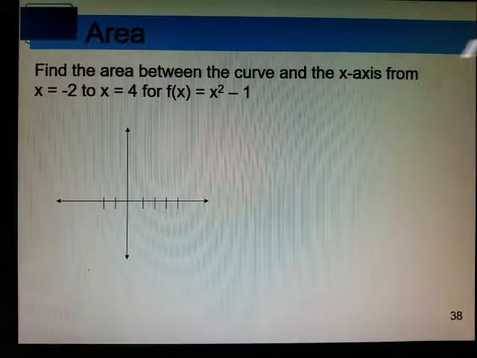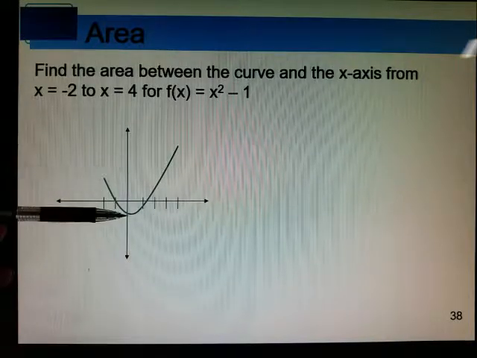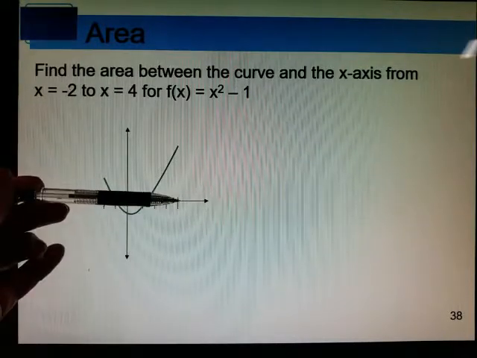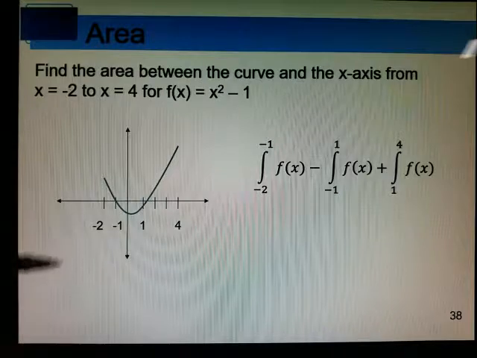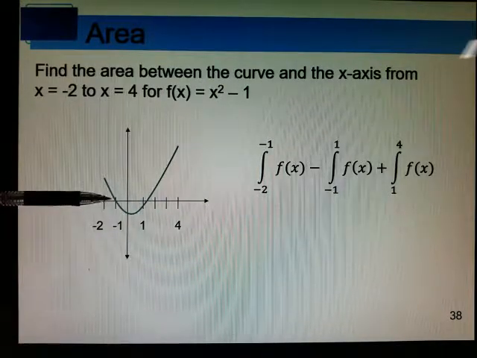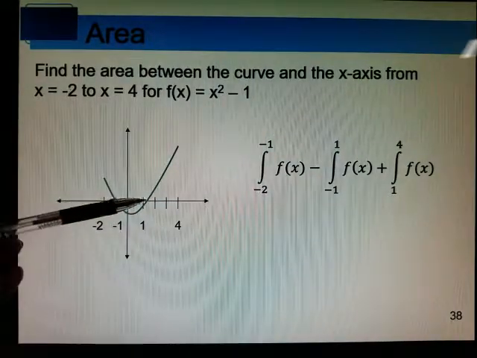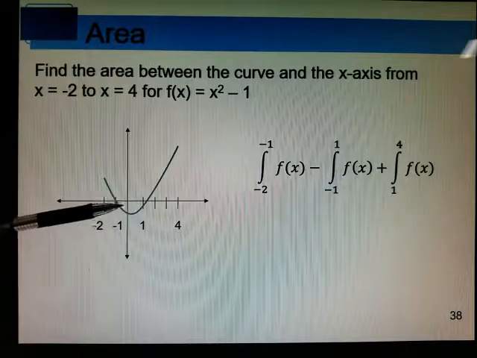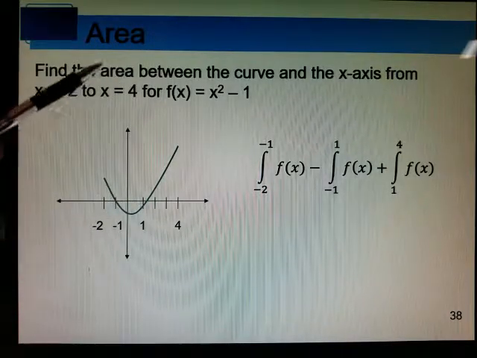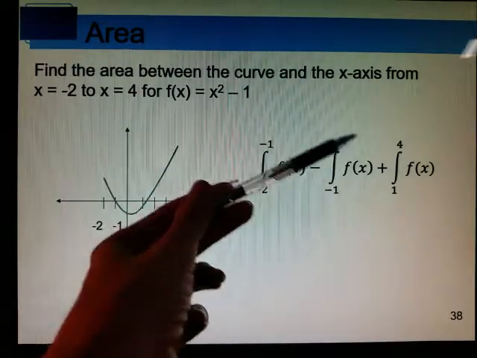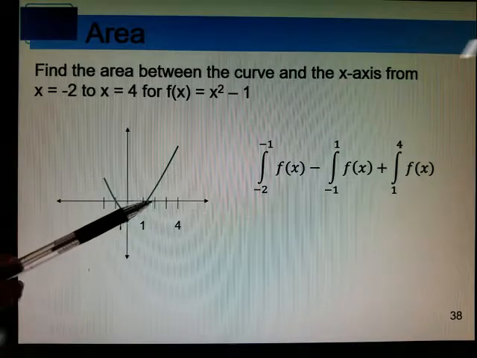So find the area between the curve and the x-axis from x equals -2 to 4 for the function x squared minus 1. So x squared minus 1 would be a parabola shifted down 1, but I want from x equals -2 to x equals 4. So here's x equals -2 to x equals 4. So I want the area from -2 to -1 right here. It's on the top. Now notice I had to write minus the integral from -1 to 1 because this would be on the bottom, which is a negative value, but I want the area, so I need it to be positive. So that's why I had to do minus the -1 to 1 so that this right here becomes a positive value. Then I want to add the integral from 1 to 4.